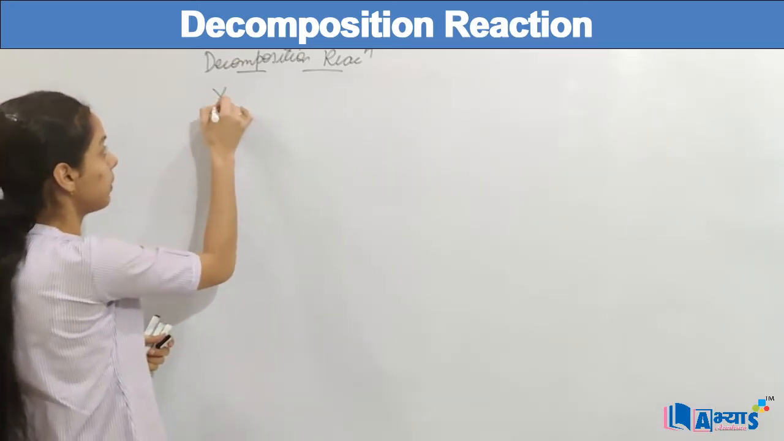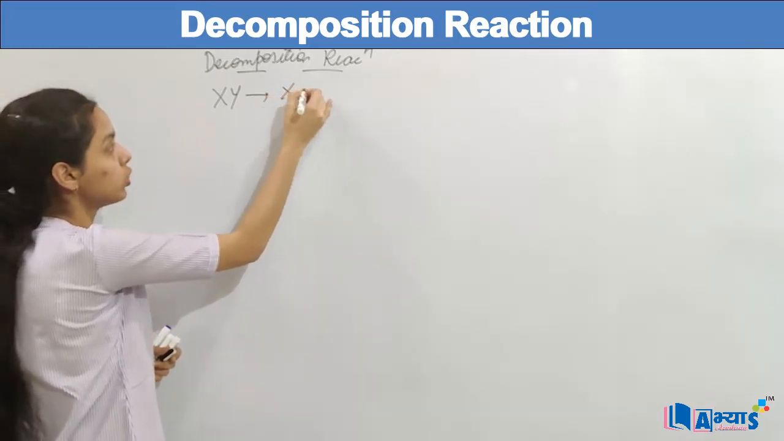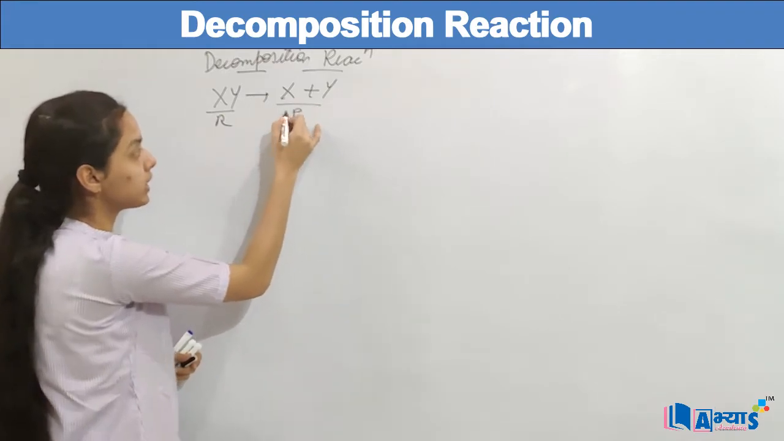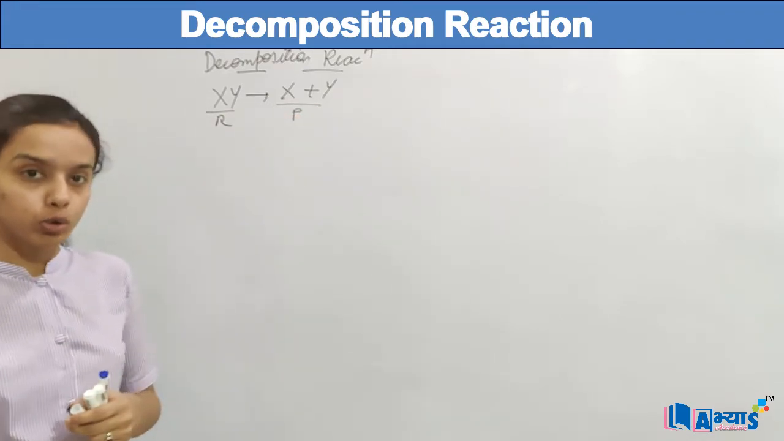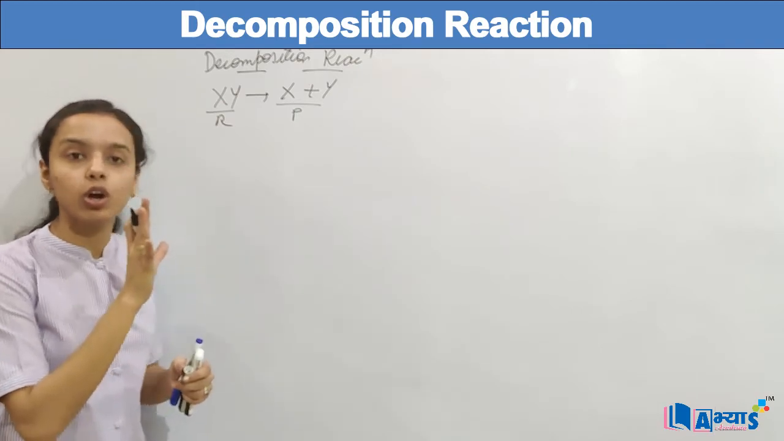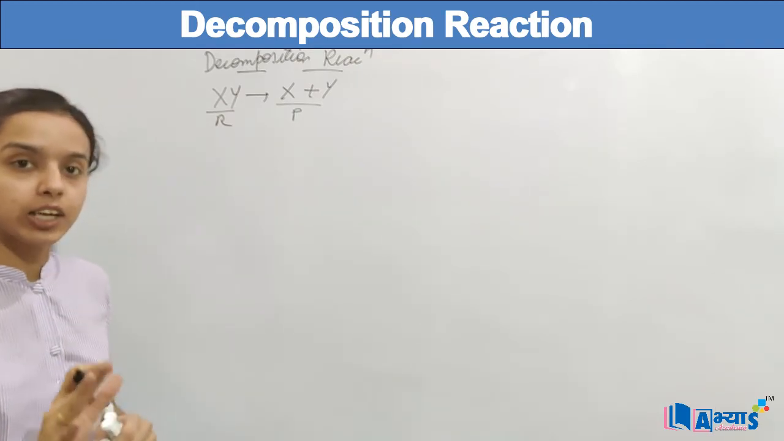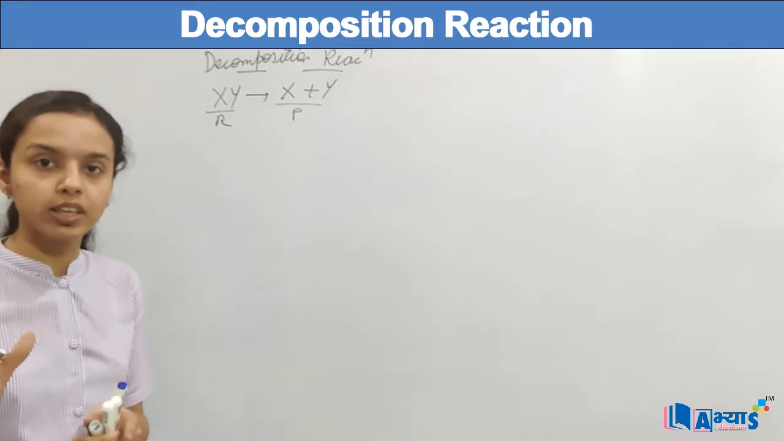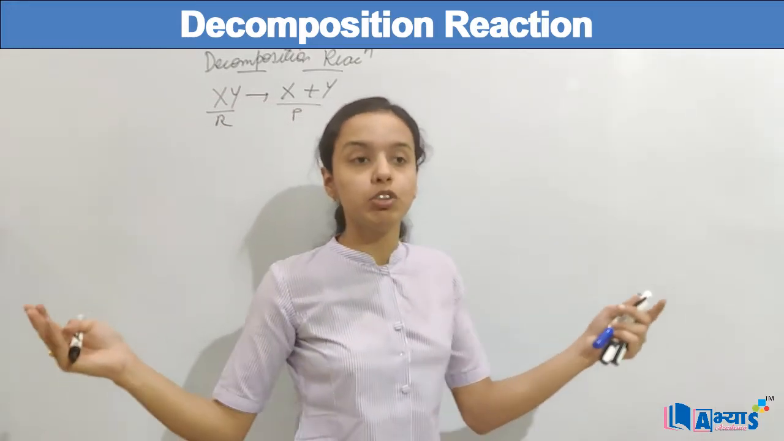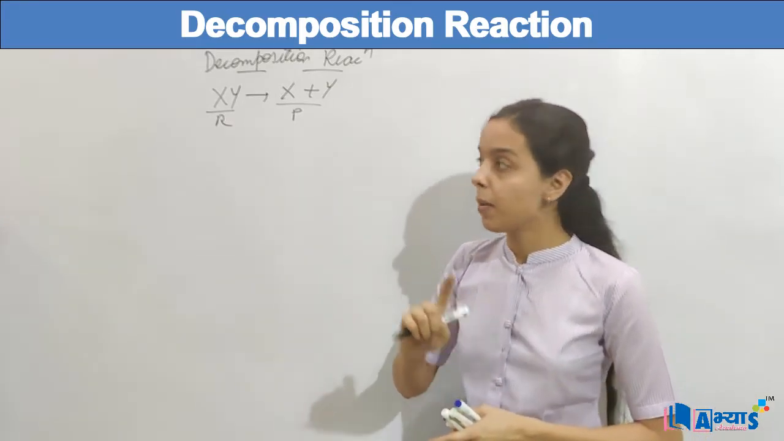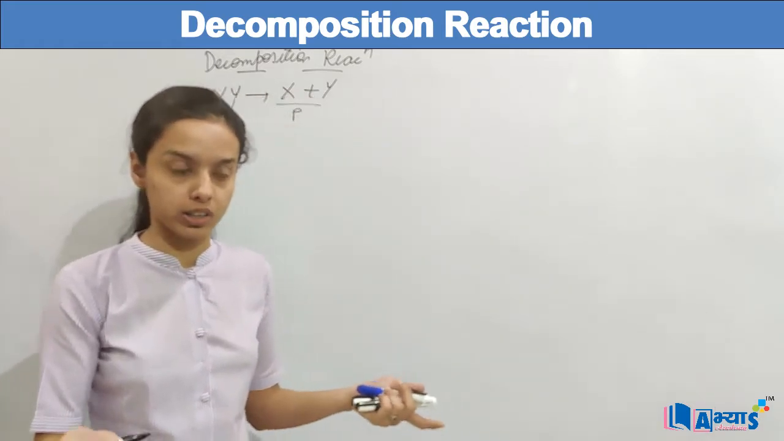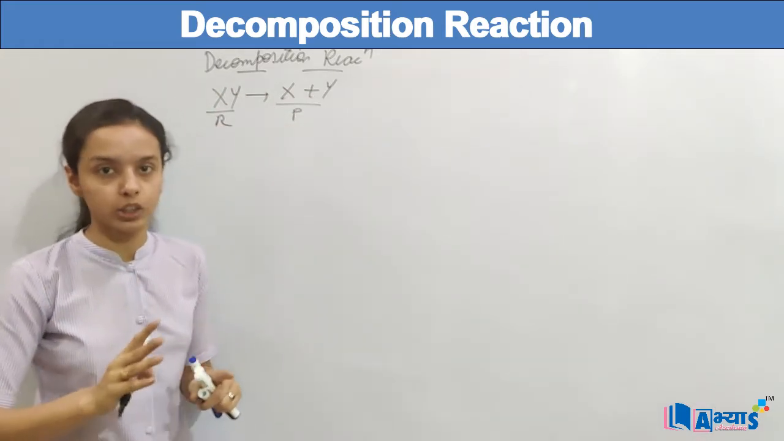For example, if I have a compound, for example XY, it will decompose into X and Y. So when I have a single reactant and it breaks into two or more products, it comes into the category of decomposition reaction. It is actually the opposite or the reversal of the combination reaction. In the combination reaction, we had multiple reactants which combine to form a single product. But in this case, we have only one reactant which decomposes into multiple products. So it is the opposite of combination reaction.